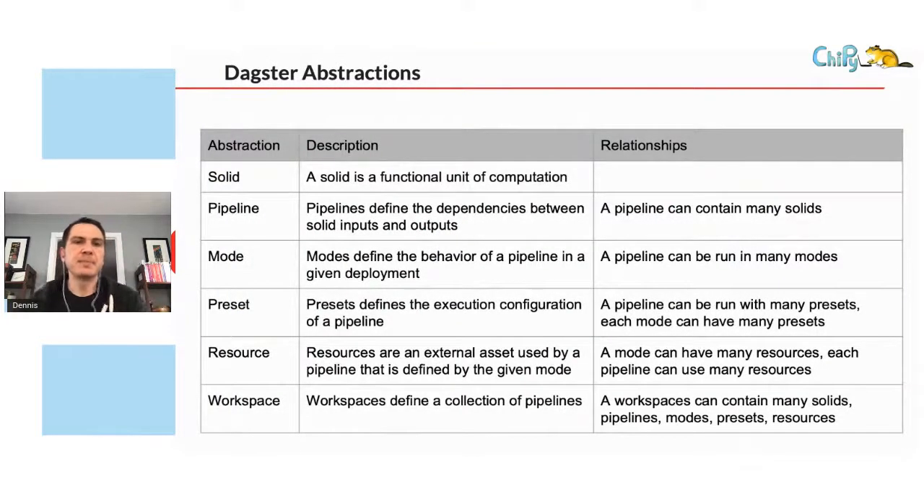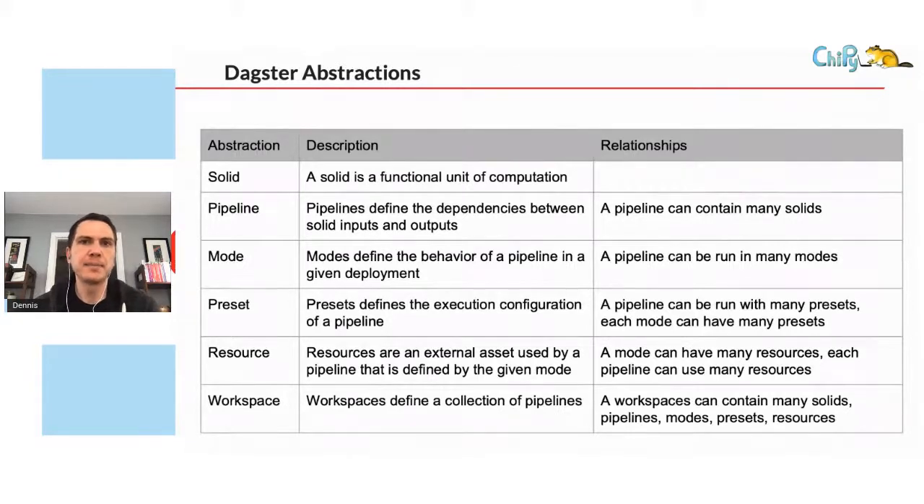So the core building block within Dagster is a solid, which is just a function. You chain functions together in a pipeline, and that creates your DAG. Pipelines are run in different modes that define the behavior of the pipeline. So this can be things such as what resources they use and different configurations around that. Presets are just predefined definitions of how you want to run your pipeline.